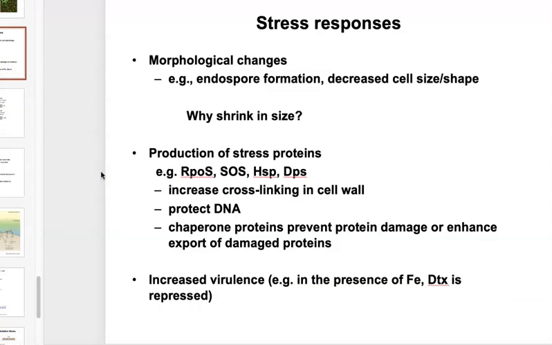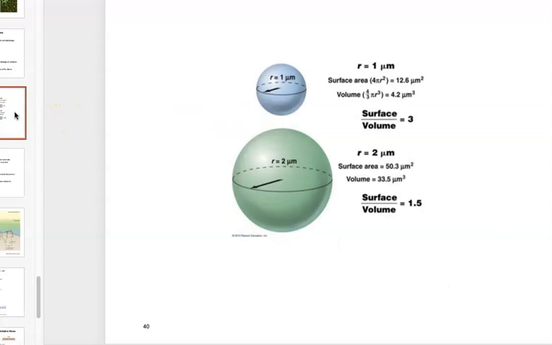So this is a little bit about the stress response and things that microbes do. Morphological changes are some of the biggest ones. Endospore formation is a real big morphological change, and another one is decreasing in cell size and shape. And the question then is, why would you want to shrink in size? The answer to that is purely mathematical. The surface area to volume ratio changes as you get smaller. It actually increases. So if you're a big cell like this, your surface area to volume ratio is in this case 1.5, if you plug in the variables with your radius at 2 and so forth.